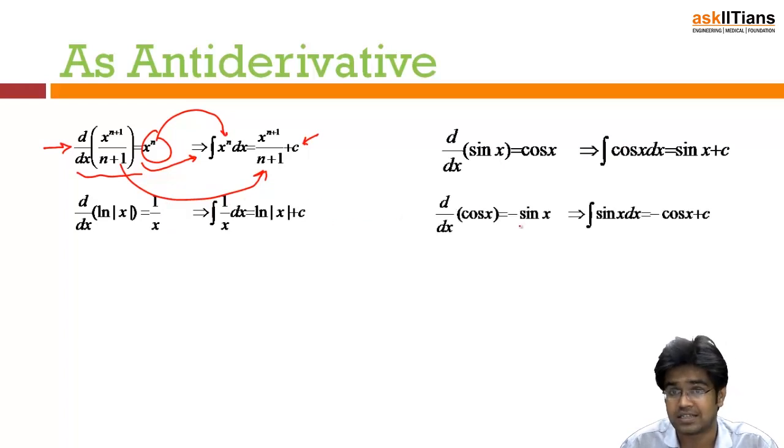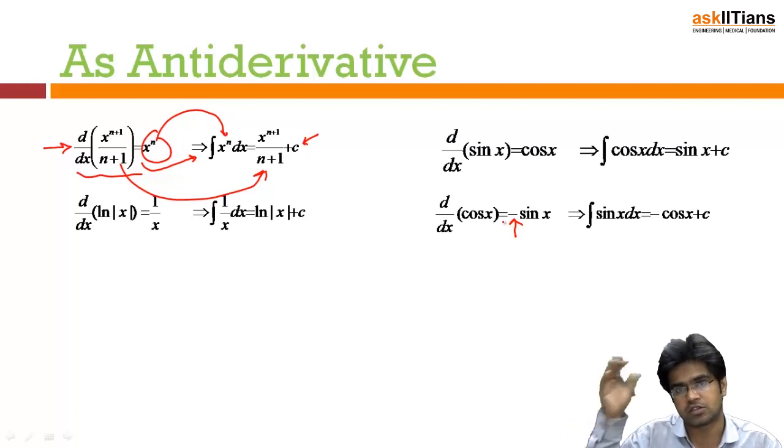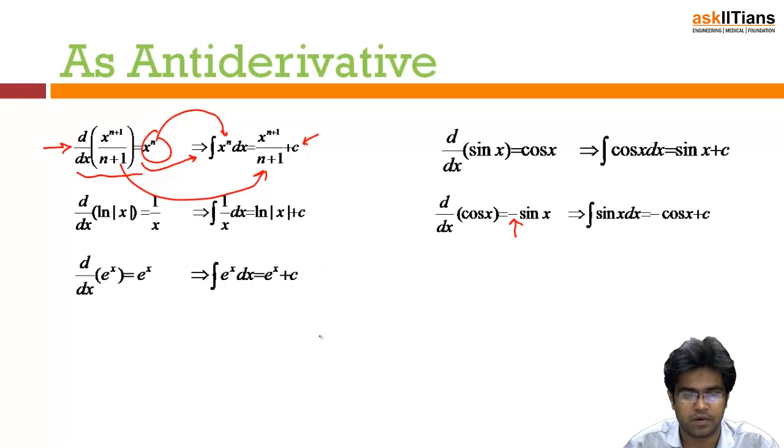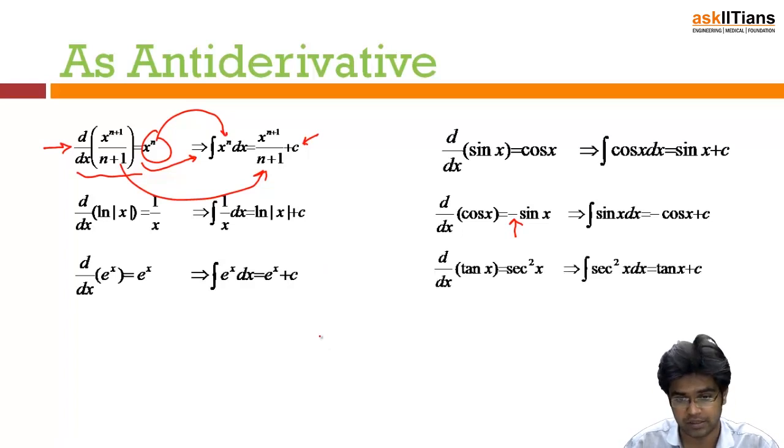D by dx of cos x is minus sin x, so integration of sin x will be minus cos x. Why? Because there is a minus sign. Okay. So remember, d by dx is like going in one way, and reverse differentiation, integration, is like going in the other way. D by dx of e to the power x is again e to the power x, so integration of e to the power x is also e to the power x.